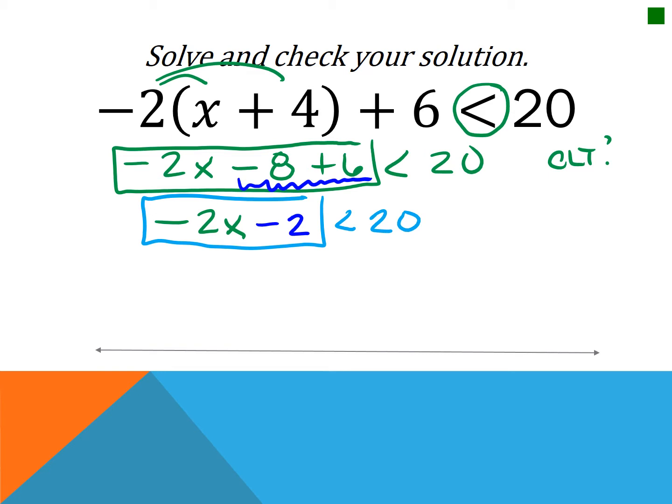Yes, Mrs. Evans, I see the minus sign. So I'm going to add 2 to both sides. Running out of room, folks. Those cancel. Negative 2x is less than 22.